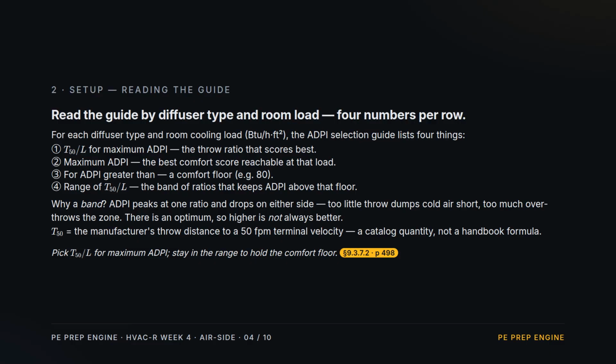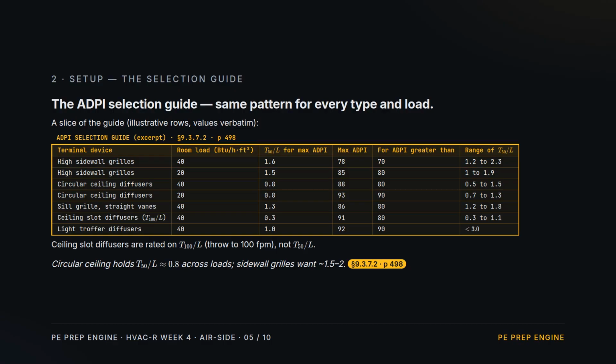T50 is the manufacturer's throw to a 50 foot per minute terminal velocity, a catalog quantity. Here's a slice of the guide. Find your diffuser and load. Read the optimum ratio, the maximum ADPI, and the acceptable band. Notice circular ceiling diffusers hold a ratio near 0.8 across loads and score in the high 80s to low 90s, while sidewall grills want a ratio near 1.5 to 2. And ceiling slot diffusers are rated on T100 over L, not T50 over L.